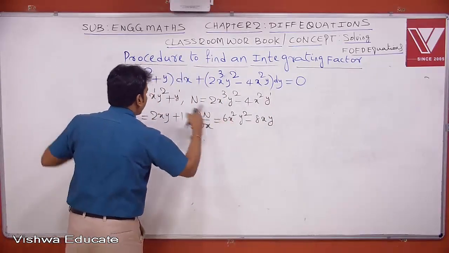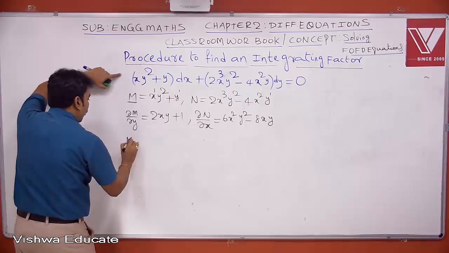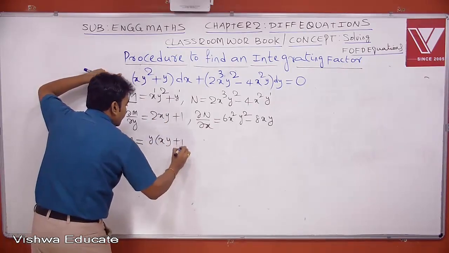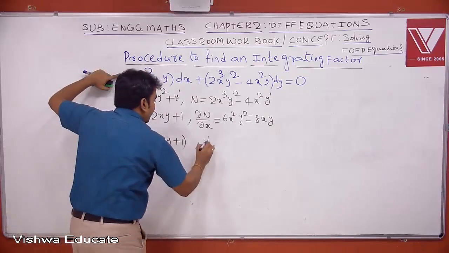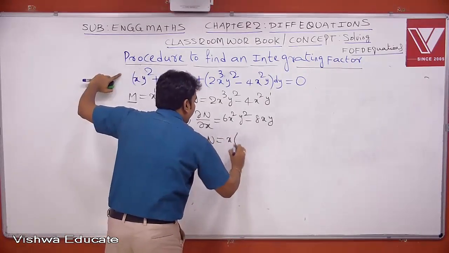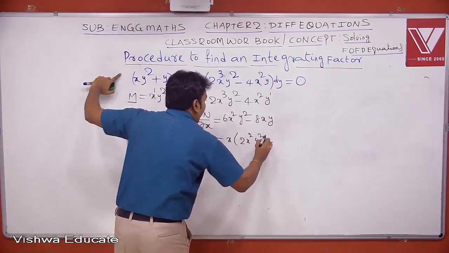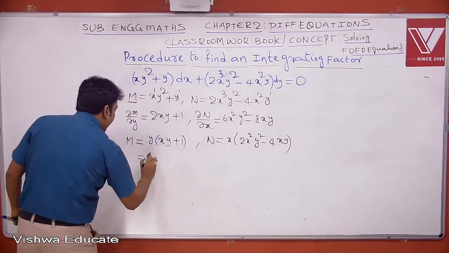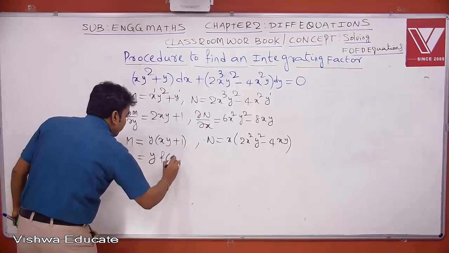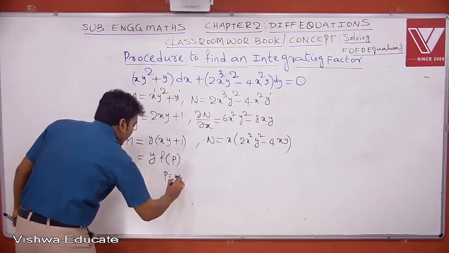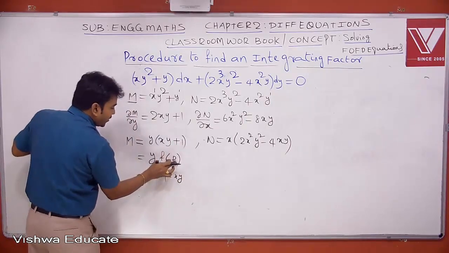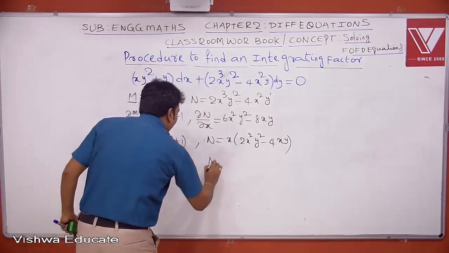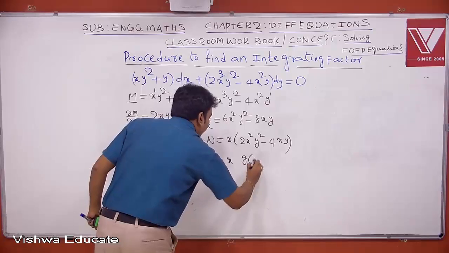So both are different numbers. It's a non-exact equation. But what is this m? This m is nothing but y into xy plus 1. And what is this n? This n is nothing but x into 2x square y square minus 4xy. So this we can call it as y into f of p, where p is the single variable xy. So this you can view as p plus 1, where p is xy. And this you can call it as n equal to x into g of p.